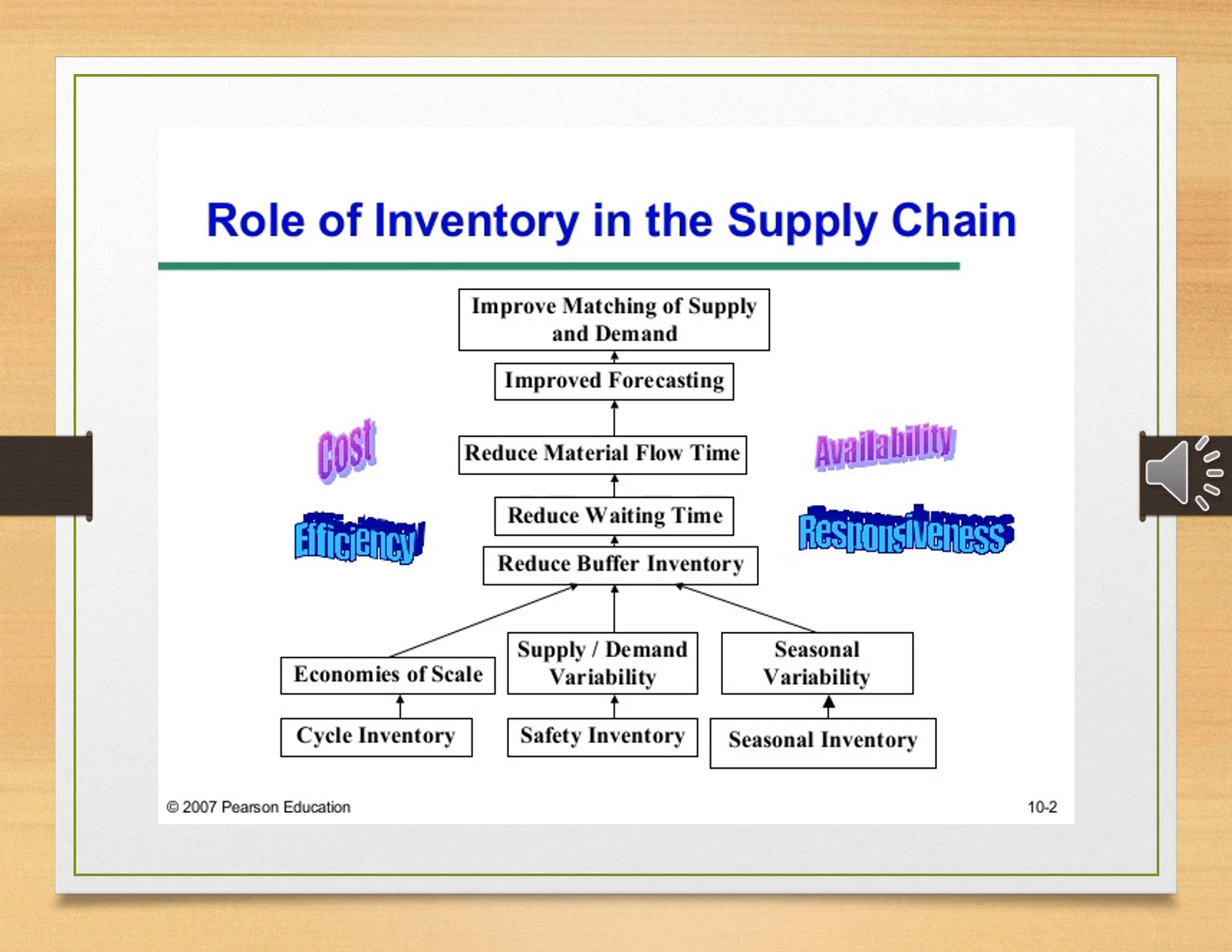Then economies of scale, benefit from the buffer inventory for supply and demand variability. It helps meet the supply and demand variability and seasonal variability. Then it improves the cycle inventory, reduces the safety inventory, and improves the seasonal inventory. So these are a few parts.